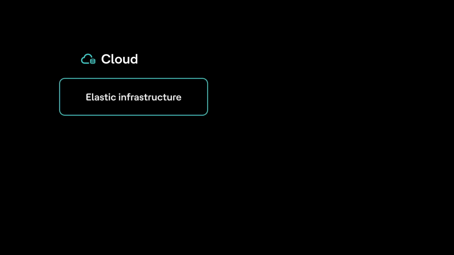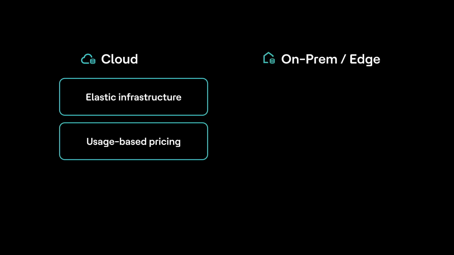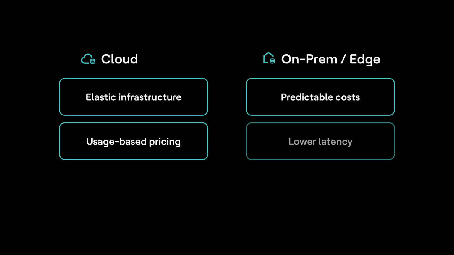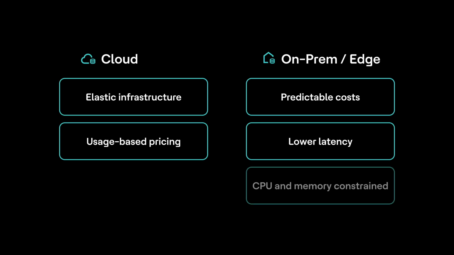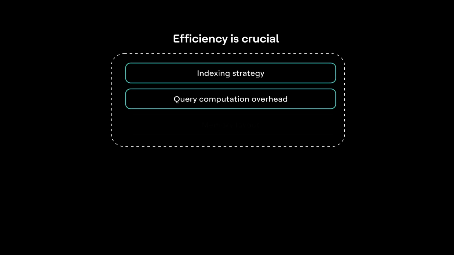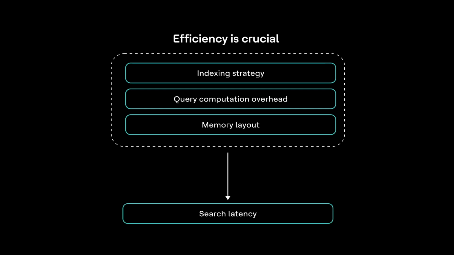Choosing the right vector database depends on where and how you plan to run it, as a cloud-hosted service has very different trade-offs than a system designed for on-prem or edge deployments. Cloud environments benefit from elastic infrastructure, but with the downside of usage-based pricing. On-prem and edge environments offer more predictable costs and lower latency due to data locality, but CPU and memory are more fixed and constrained. That's why efficiency is so crucial. The indexing strategy, query computation overhead, and memory layout all affect search latency, and two databases using identical indexing algorithms can still perform very differently.